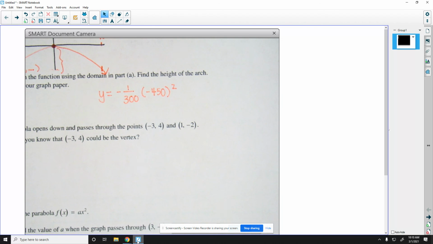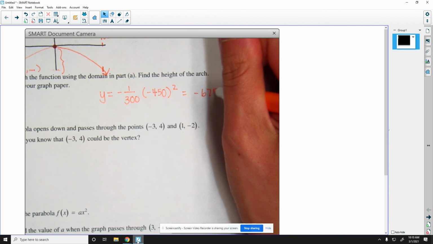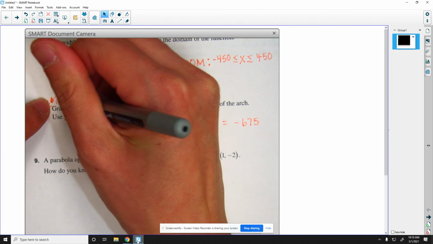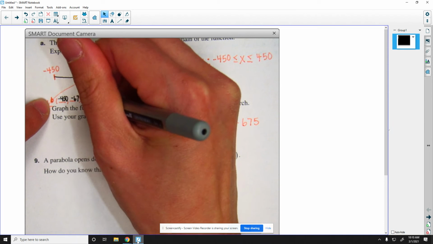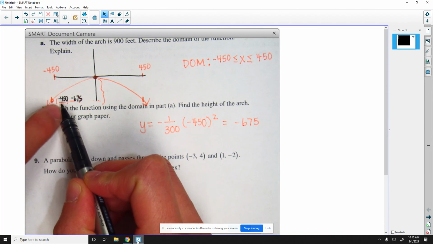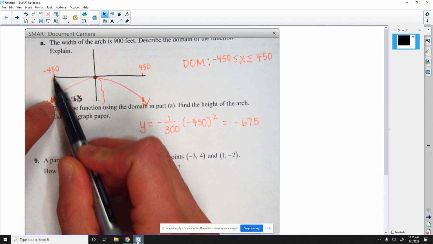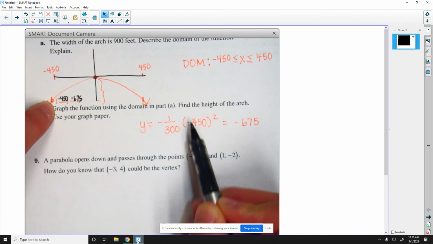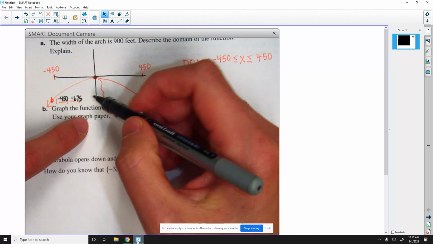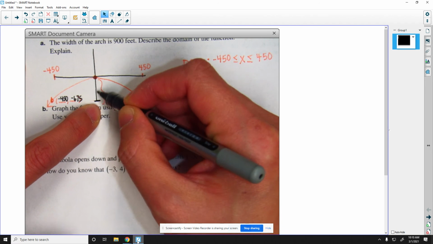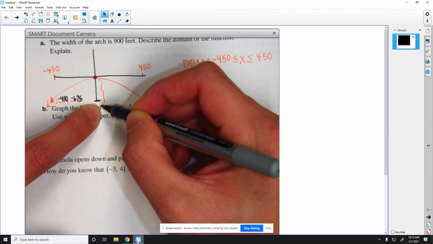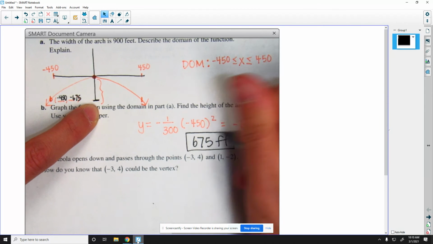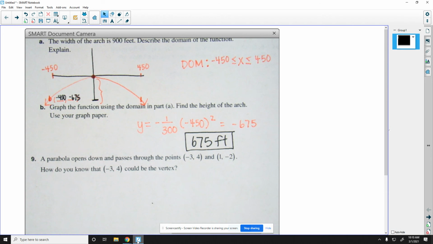What did you guys get? Negative 675. Okay, does that make sense that when I plugged in my x, which I knew was negative 450, that this is negative 675? That's essentially what we figured out. This point right here at the edge of my arch is negative 450 comma negative 675. I knew that because I plugged in my x into my equation. So if this is as far low as negative 675 and it goes up to 0, how tall is this entire thing? 675 feet, right? From negative 675 to 0 is just 675 feet.